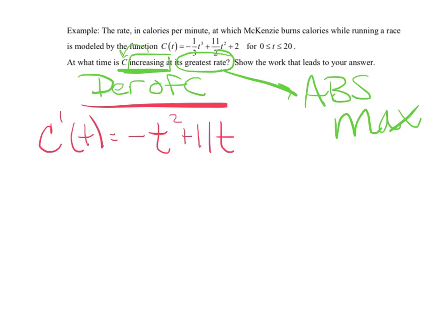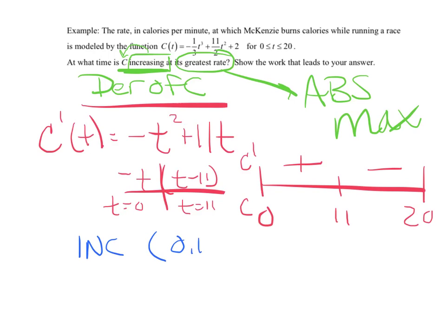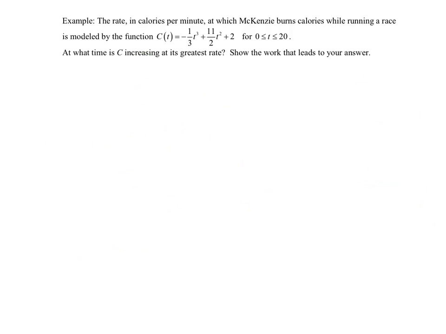If I set that equal to 0, I can pull out a negative t. I've got t minus 11, so I've got t equals 0 and t equals 11. Quick sign chart, we know we're between 0 and 20. I've got my 11, my C prime describes C. If I plug a 5 in, I get a positive. If I plug a 12 in, I get a negative. So I currently know that I am increasing on the interval 0 to 11. Now, do I exactly know where I'm increasing the greatest? Not yet.